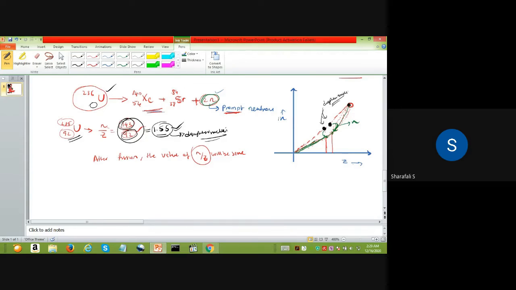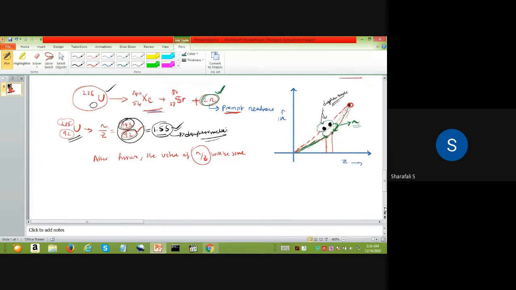So immediately after fission, the n by z ratio will be the same for parent and daughter, but the daughter nuclei will not be on the stability line. Okay, so in that case, those daughter nuclei come to the stability line by emission of neutrons. Those neutrons are these prompt neutrons, in order to reach the stability line. That is what is happening.